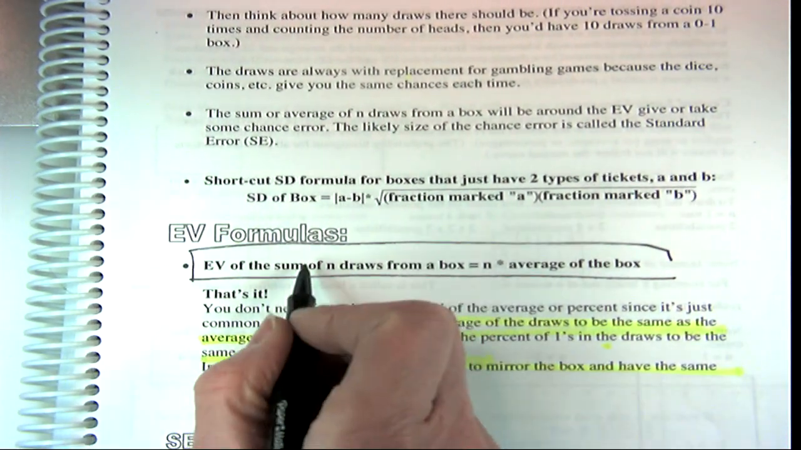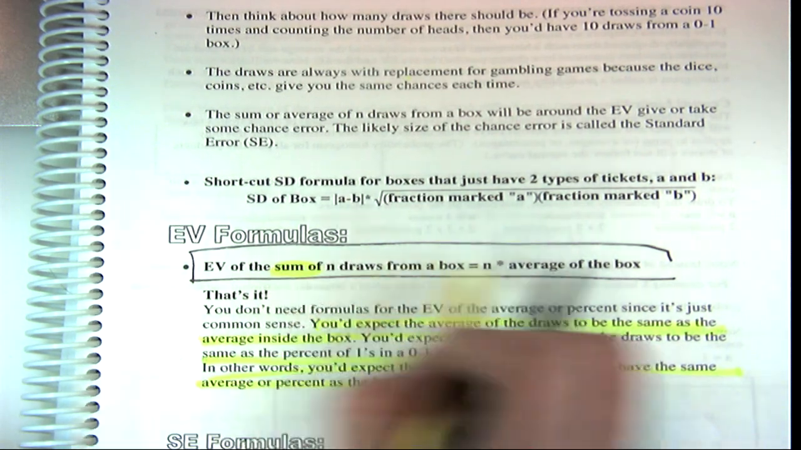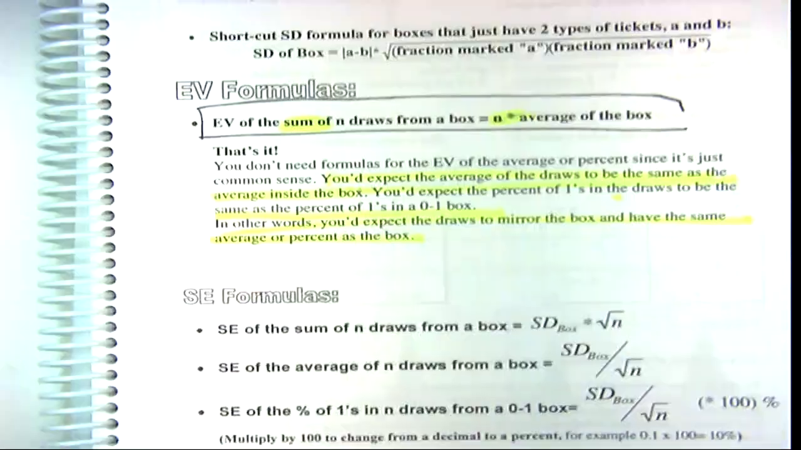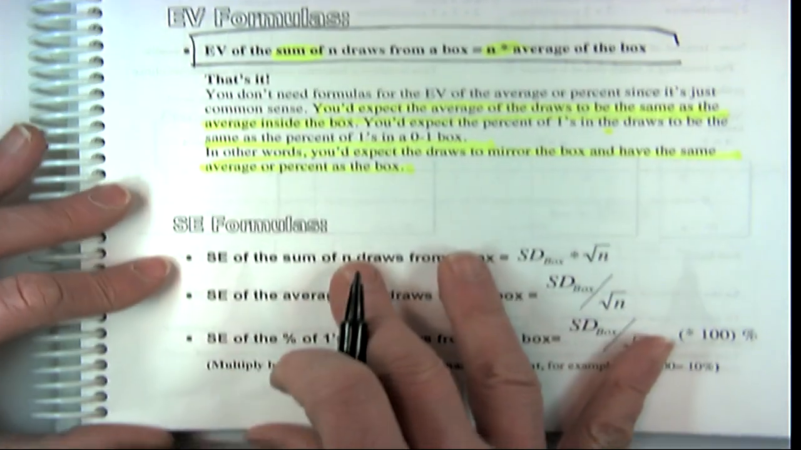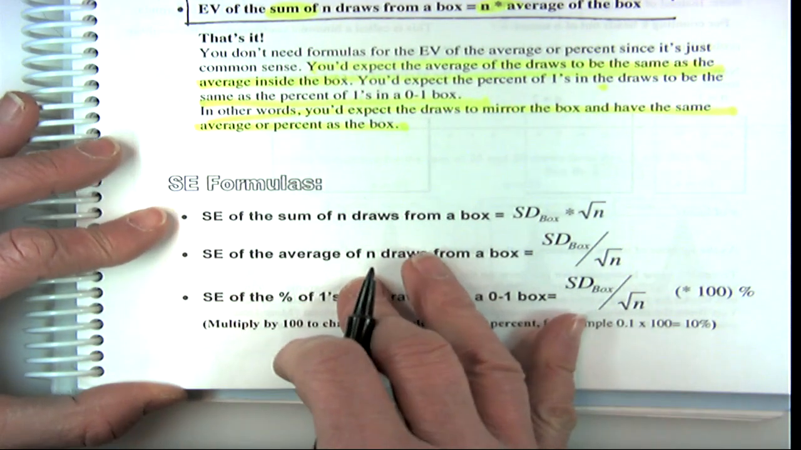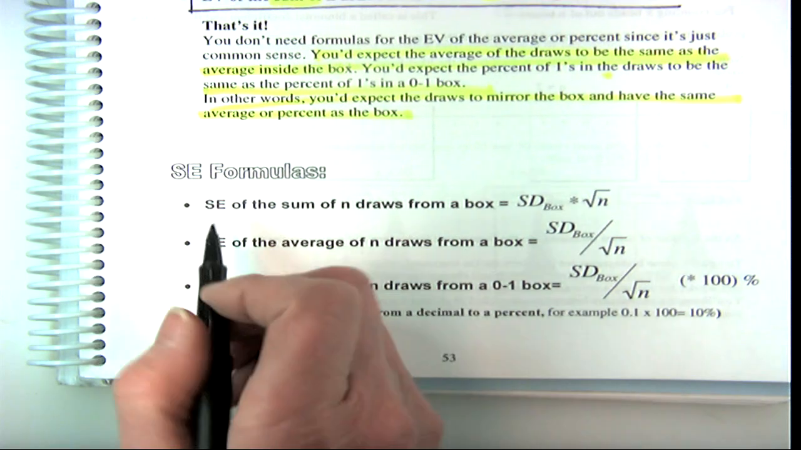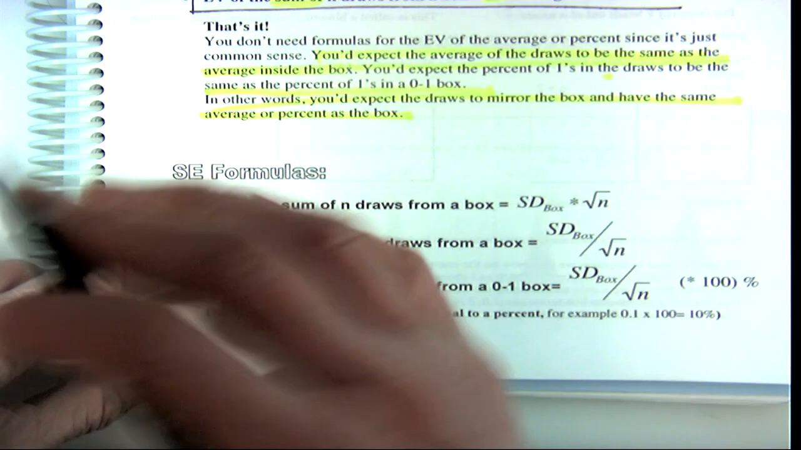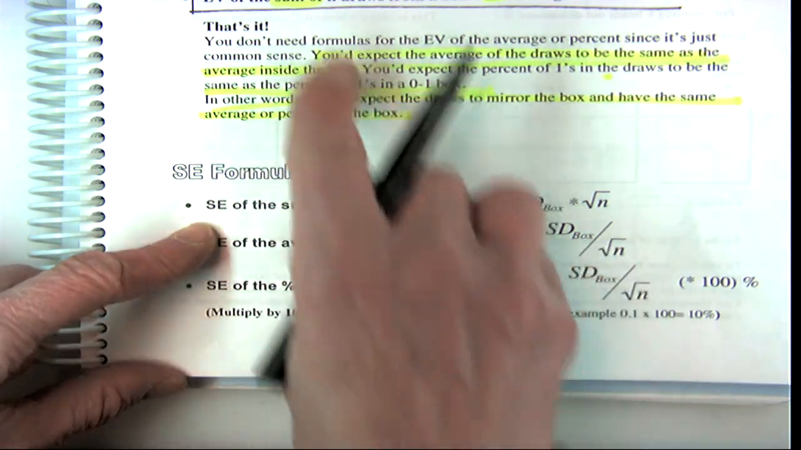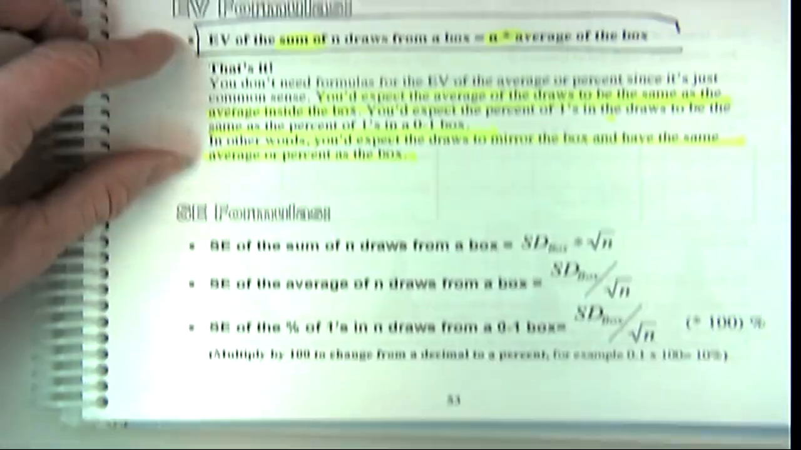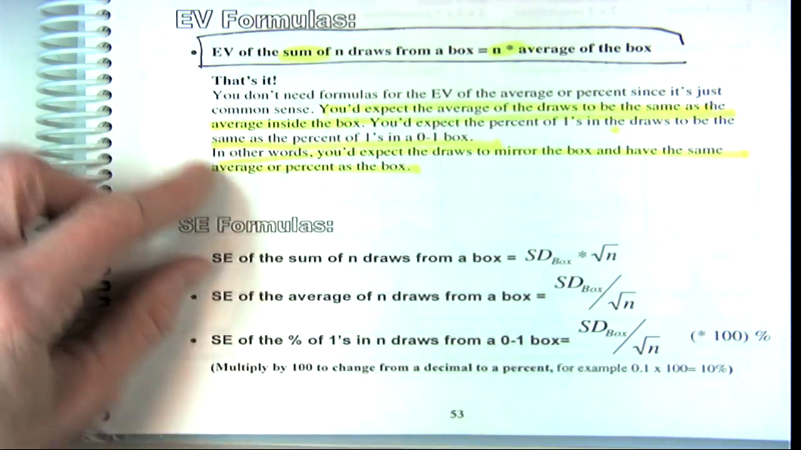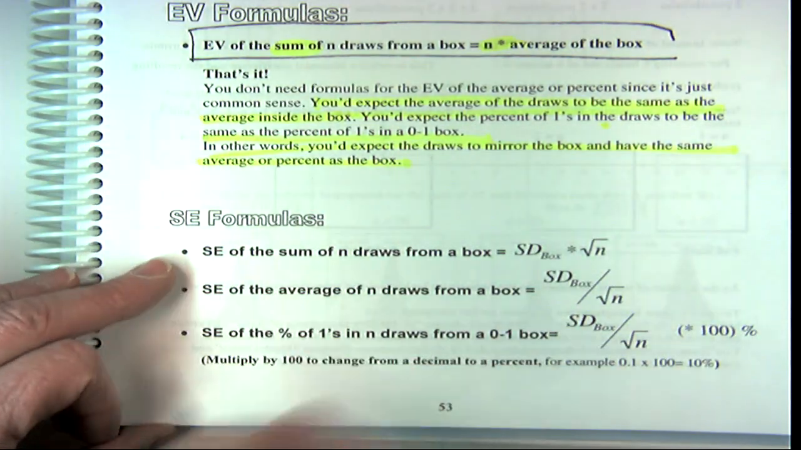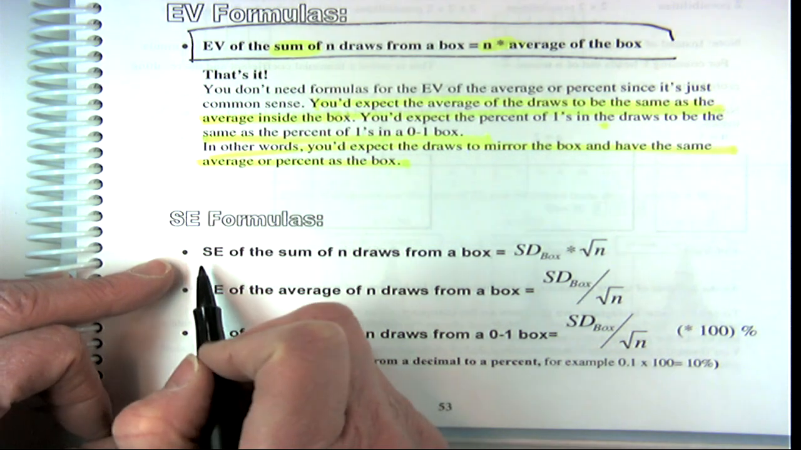So it's only for the sum that you need to, and there you multiply by n. But you do have these three formulas. You can think of them as formulas, but they're super easy. For the standard error, think of it as sampling error or standard error of your sample. Here's what you'd expect your sum to look like, and your average and your percent, and how much variation around it there is.